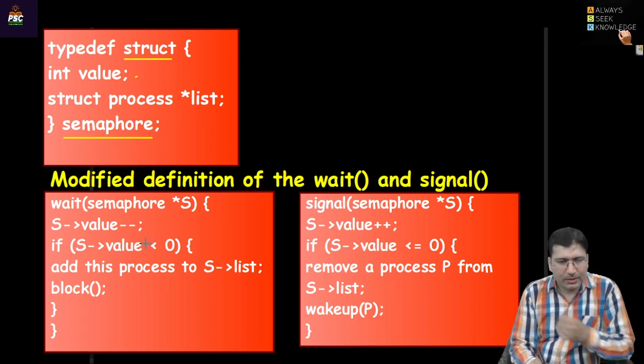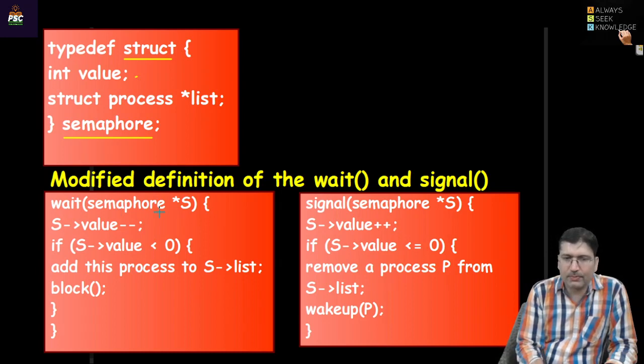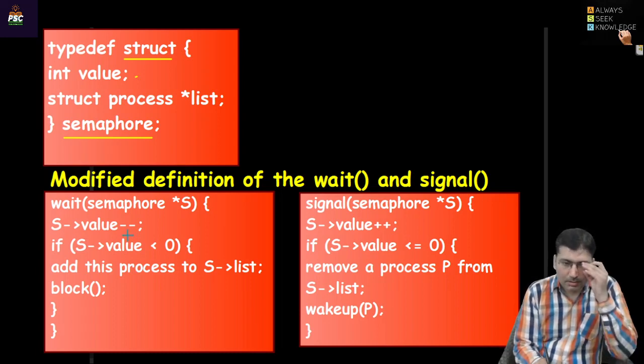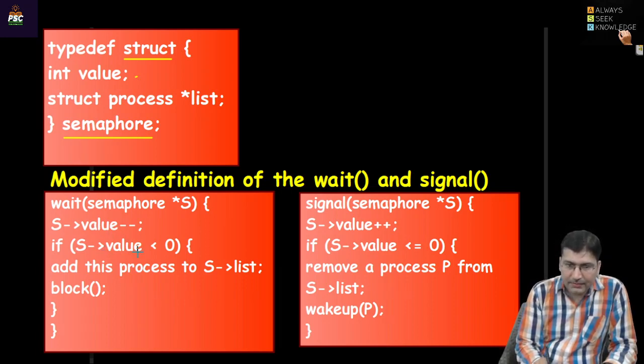So what is happening in the wait, or P operation: we pass the address of a semaphore variable, and then the value of that semaphore variable s is decremented by 1. Here we are not checking the condition first; after decrementing we check the condition. If the value of s is less than 0, in that case the executing process will be blocked. So this process will be added into a blocked list, the s list, and the process will be blocked.